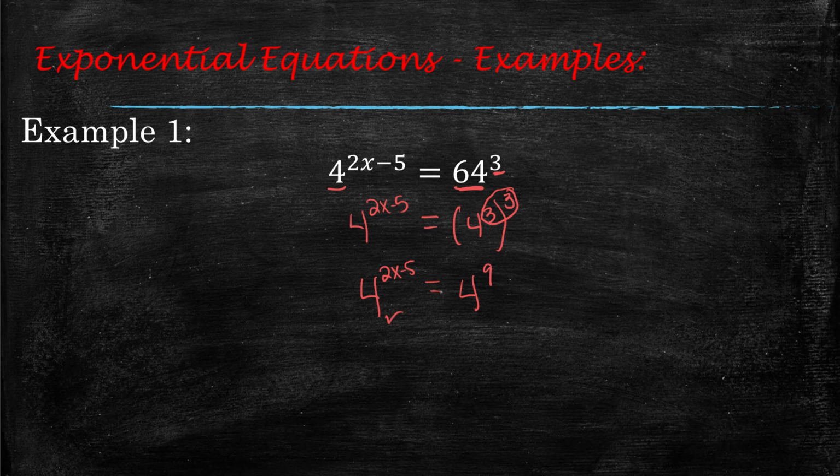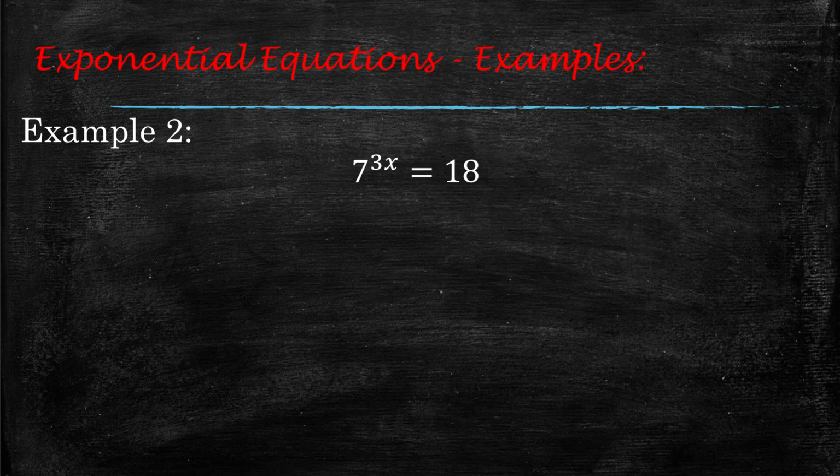And then now, since your bases are the same, you just set your exponents equal. 2x minus 5 equals 9. Add 5, so that would be 2x equals 14. Divide by 2, x is equal to 7. And so, of course, if you can equate the bases, that's going to be the fastest way to do that. We did that in the last unit, so that's kind of a review. But let's look at this one.